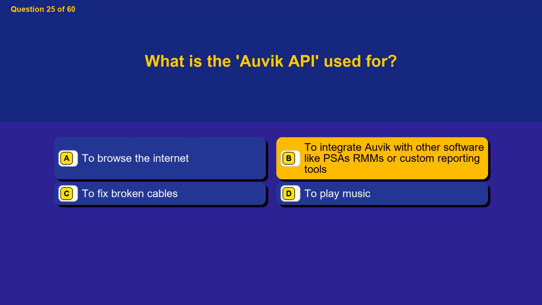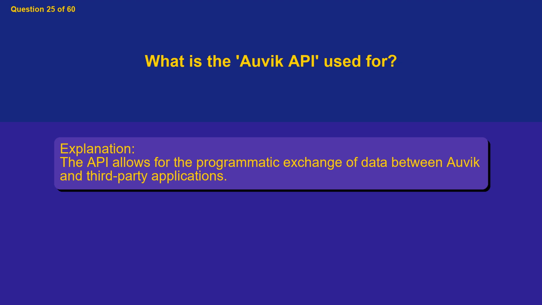The correct answer is option B. To integrate Auvik with other software like PSAs, RMMs, or custom reporting tools. The API allows for the programmatic exchange of data between Auvik and third-party applications.